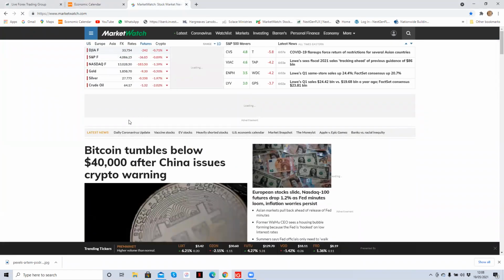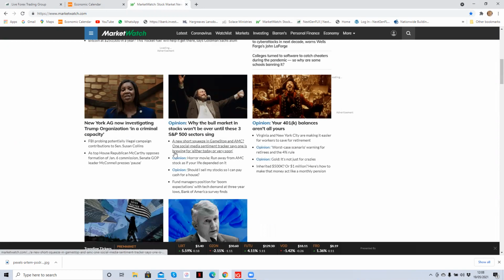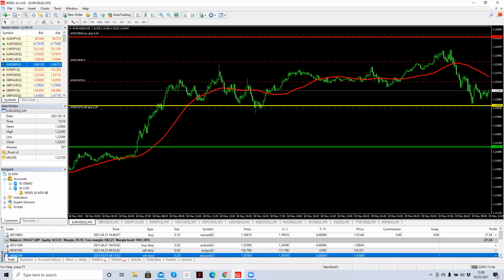Again, it's just keeping an eye on market watch to see if there is anything coming up that could affect the global financial markets. Of course, we have all sorts that has affected the stock market. You can see Bitcoin going up and down, which is what you expect. But yes, nothing creating uncertainty in the markets, and there are no public holidays in the UK or the USA. So we go to the charts.